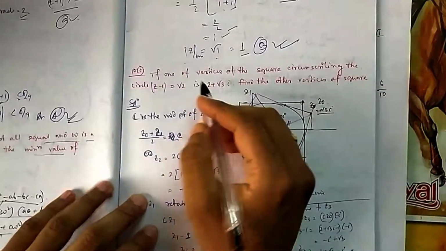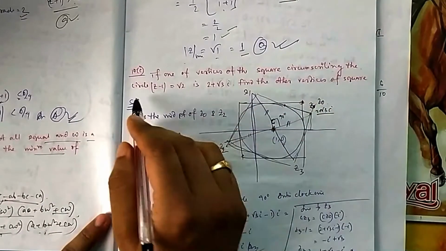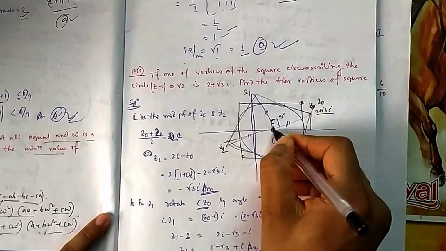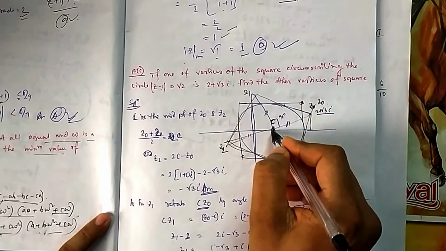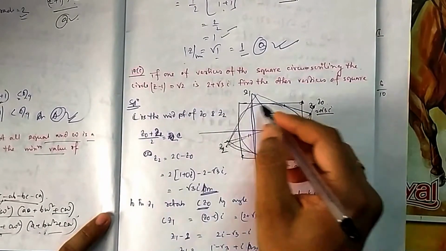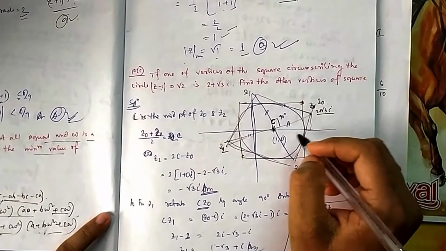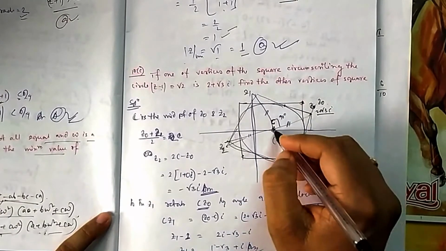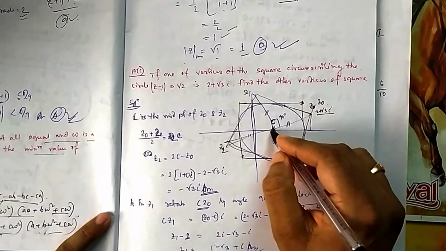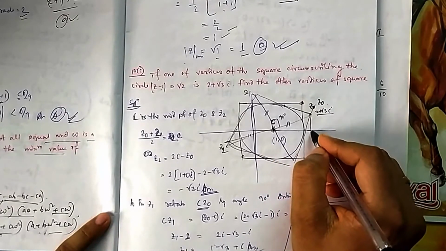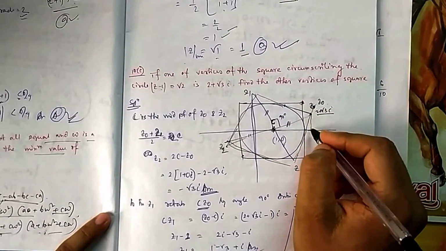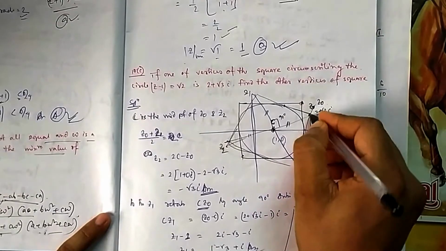That is 1. Now if you see, one of the vertices of the square circumscribing this circle. The circle is centered at 1, 0 as a center and root 2 as a radius, you draw a circle. So 2 plus root 3i, where is it? The 2 will be somewhere here because this length is root 2. So 2 plus root 3i is one point of the square.